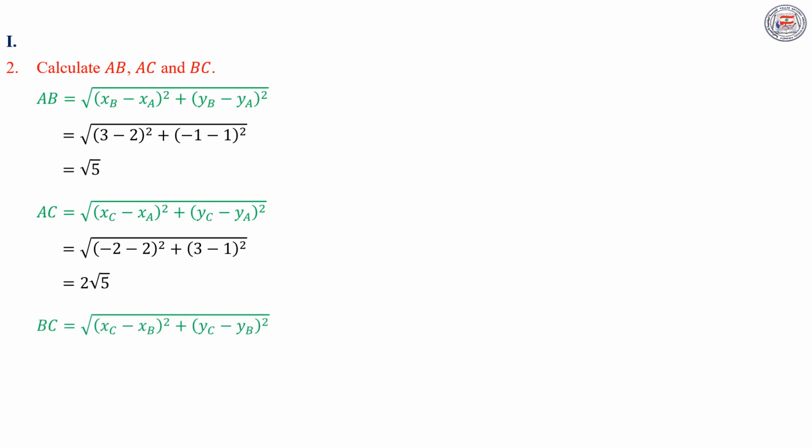And BC is equal to the radical of (xC minus xB) squared plus (yC minus yB) squared, equal to the radical of (minus 2 minus 3) squared plus (3 minus 1) squared, or here we can put directly (3 plus 1) squared, since minus and minus give us plus. Then BC is equal to radical 41.